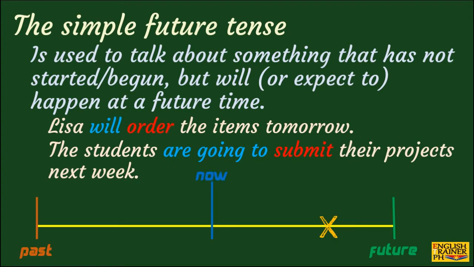If we take a look at our timeline, we will see that there is one X on the right side, denoting that this refers to a future activity. It has no connection to the past, and it has no connection to now.